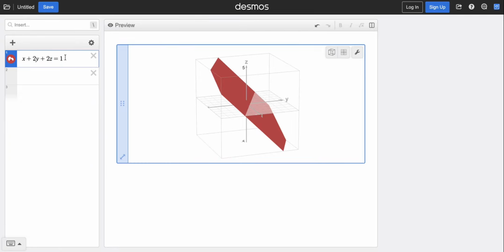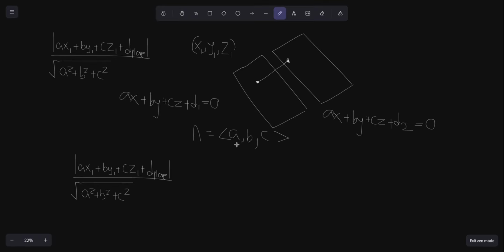So what are we going to get? Well, we're actually going to get pretty much the exact same formula we have here. Because notice how our normal vector is still a comma b comma c, right, from the coefficients of our equation. So we still have that a squared plus b squared plus c squared, and we're still going to have all of this. But this time, we're looking at the distance from plane 1 to plane 2.